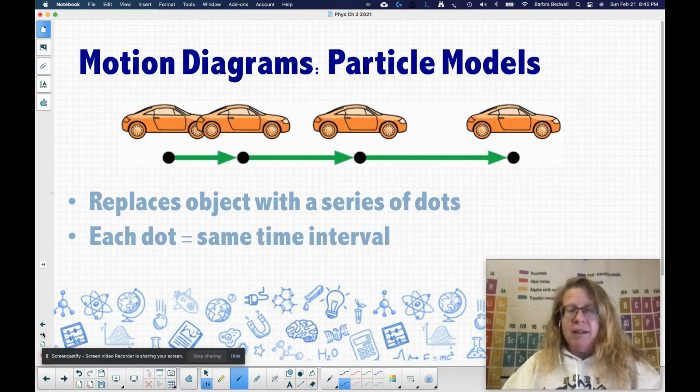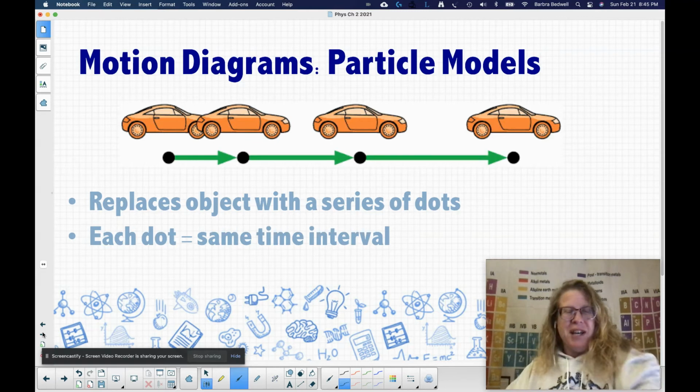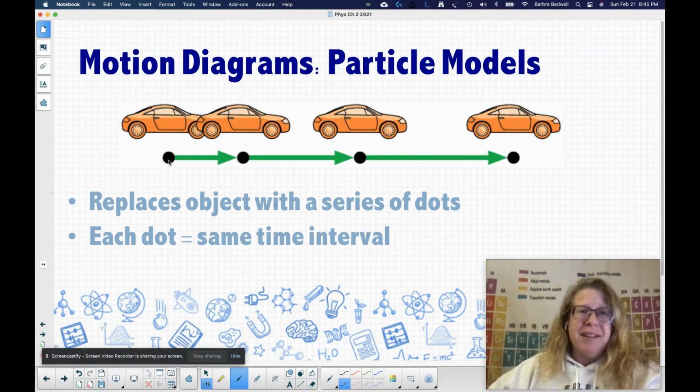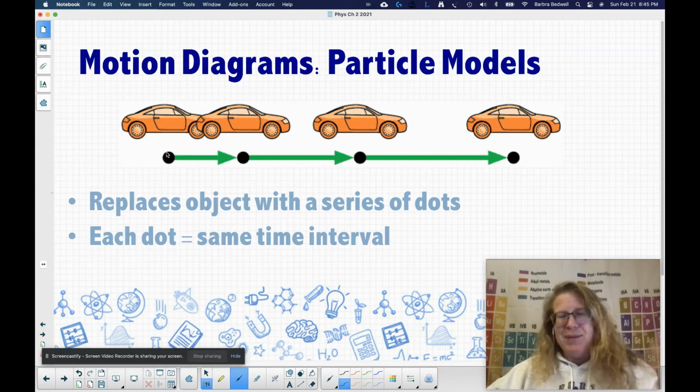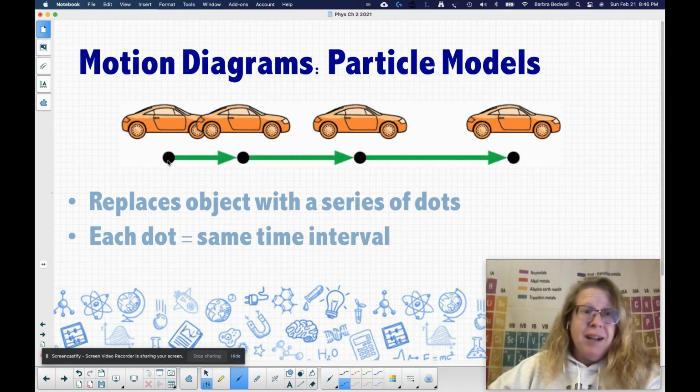Now, a particle model is a type of motion diagram, and a motion diagram is just a way of representing how something's moving from separate intervals of time. But now we're going to simplify it even further by saying, hey, we're just going to represent the car with a dot. A particle. That's why it's called the particle model. Kind of makes sense, right? And what this means is that instead of trying to draw a car every time, we're going to draw a dot.